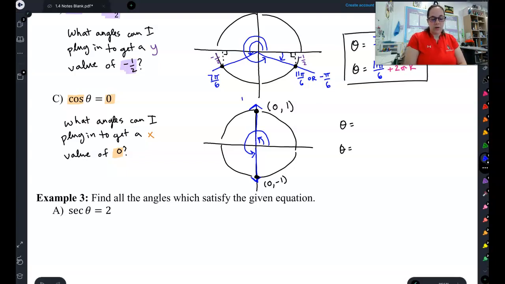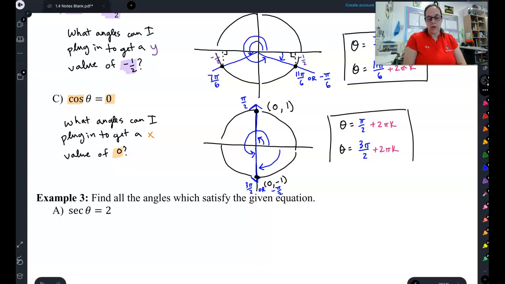So this first one is at pi halves. And this second one is at 3 pi halves. Or you could think of it as negative pi halves in the clockwise direction. Both would be the same. Both would be fine. And to make it all angles, I add my 2 pi k to account for all my coterminal angles. And we're done. Those are all the angles I could plug into there to get this equation to equal 0.